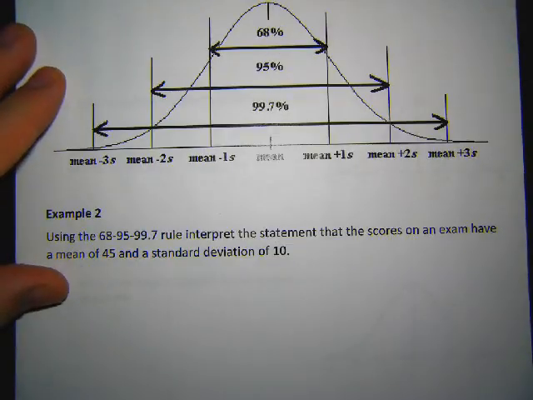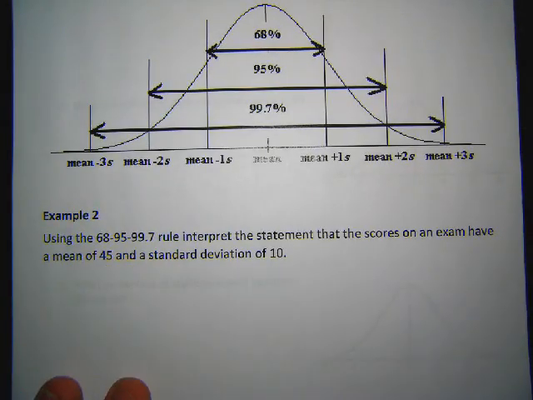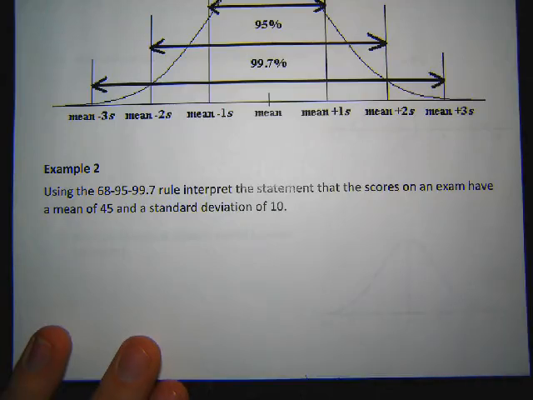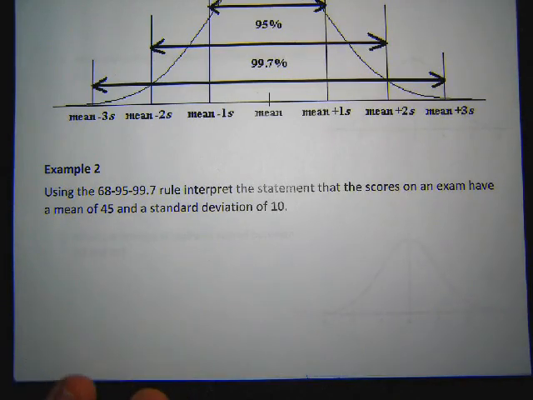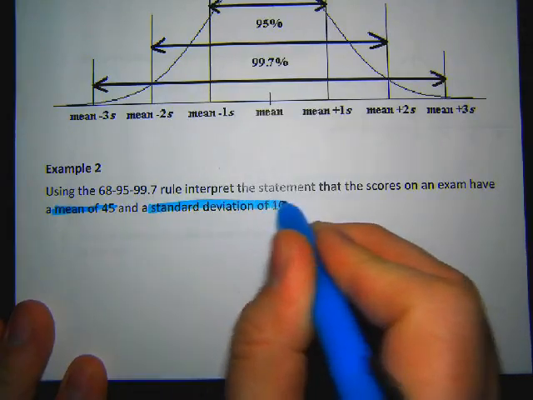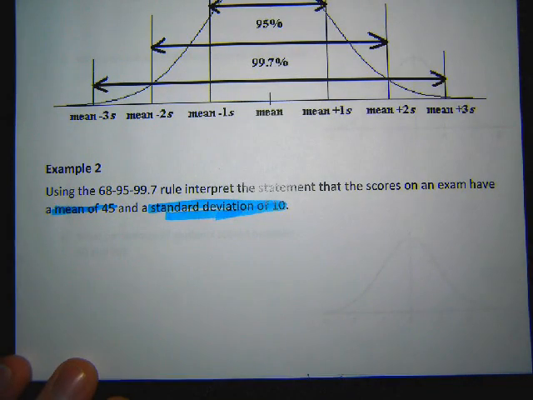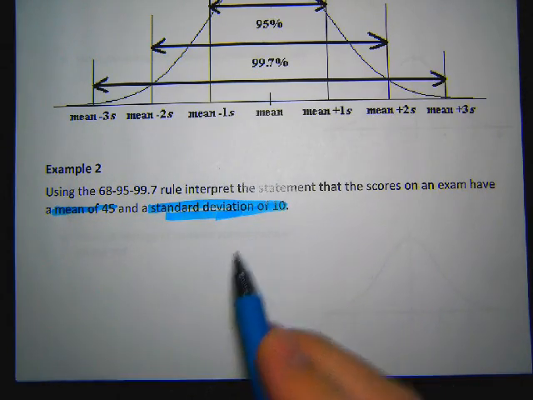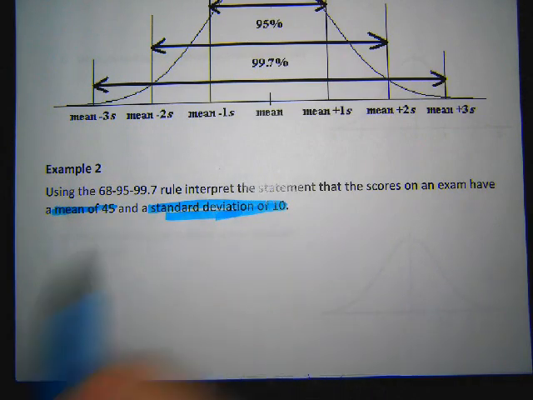So for example, using this 68, 95, 99.7 rule, which is on the formula sheet, so basically this right here, say someone has an exam where there's a mean of 45 and a standard deviation of 10. Well, this tells us first that if we take that 45, we go up and down a standard deviation of 10. So we add 10, we get 55. Take 45, subtract, we get 35.